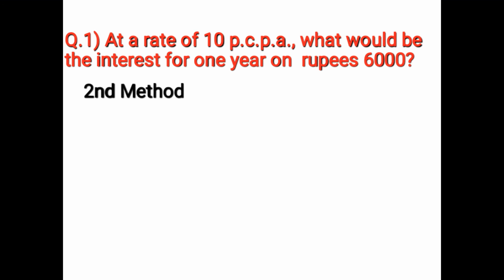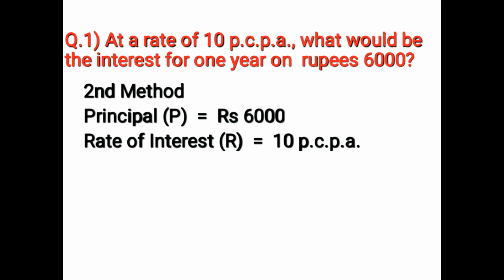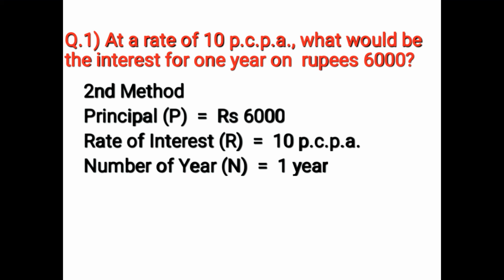Now second method. Principal is P, rupees 6,000. Rate of interest is R, 10 PCPA. Number of years is N, is equal to 1 year. Interest is equal to principal into rate of interest into number of years upon 100. This is the formula of simple interest. You have to learn the formula. Is the second method easy or is the first method easy? Which method is simple for you? You can do any one method.